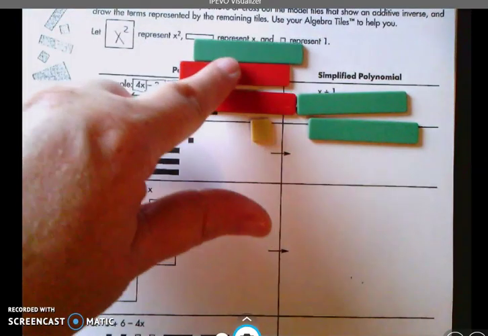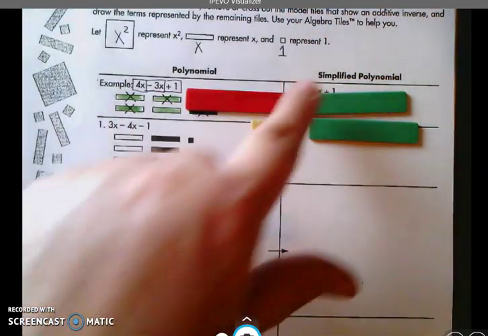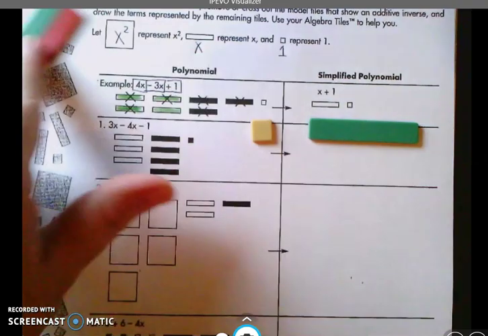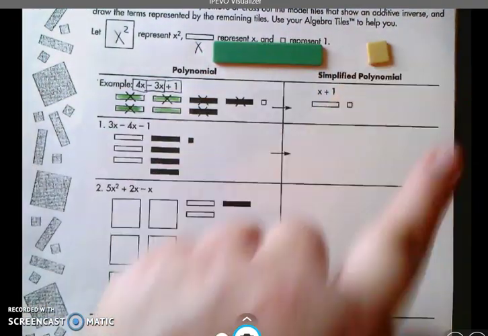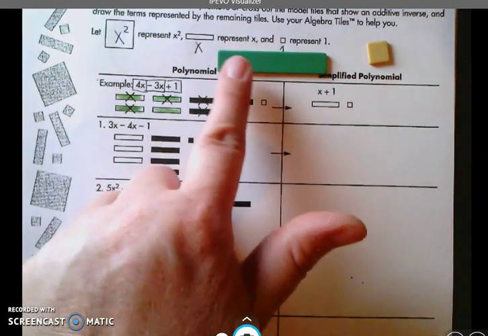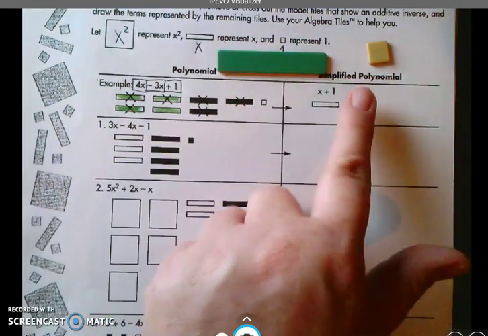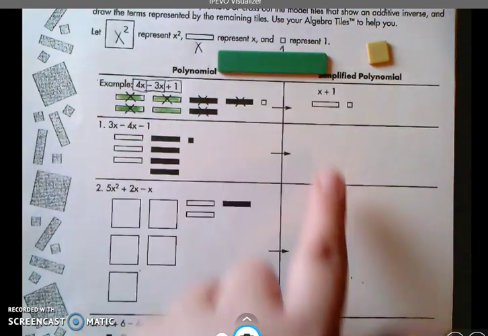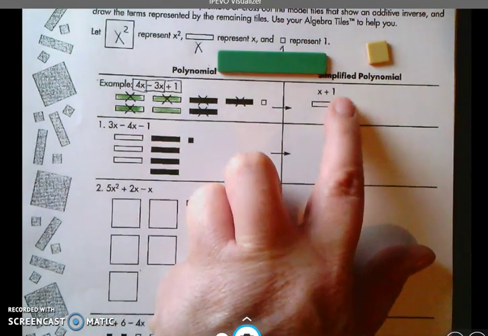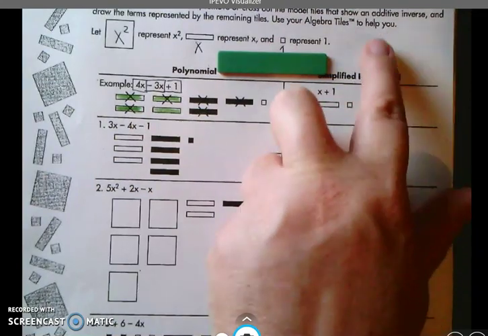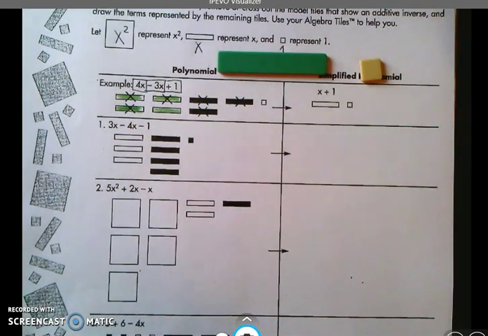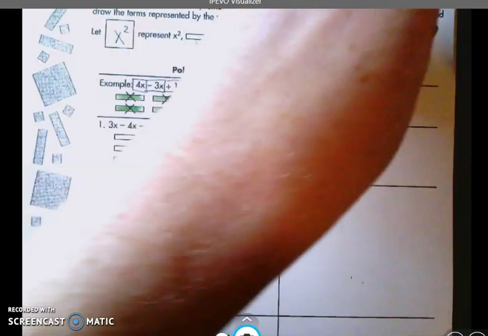These are a 0 pair, 1 red and 1 green. And this is a 0 pair. So what I'm left with is 1 green and 1 yellow. Green is a positive x, and a yellow square is a 1, so my final answer is x plus 1. I have 1 positive x and 1 positive tiny square, so that's my answer. Okay, let's do the next one.